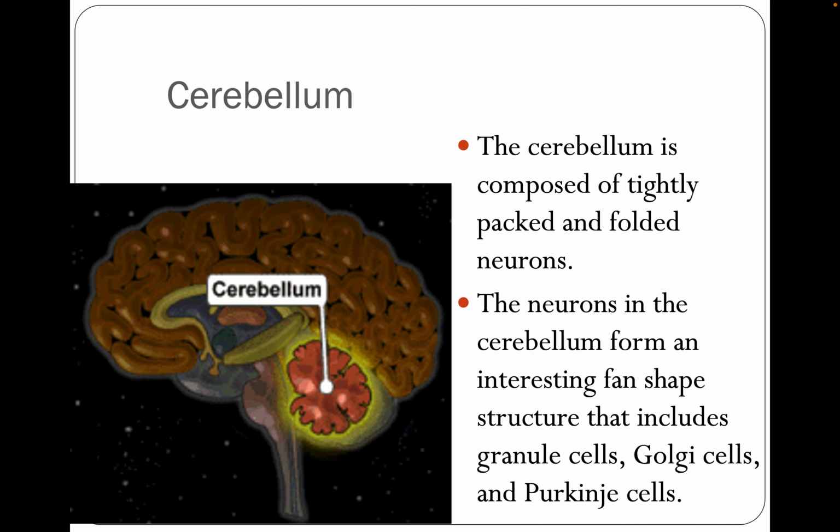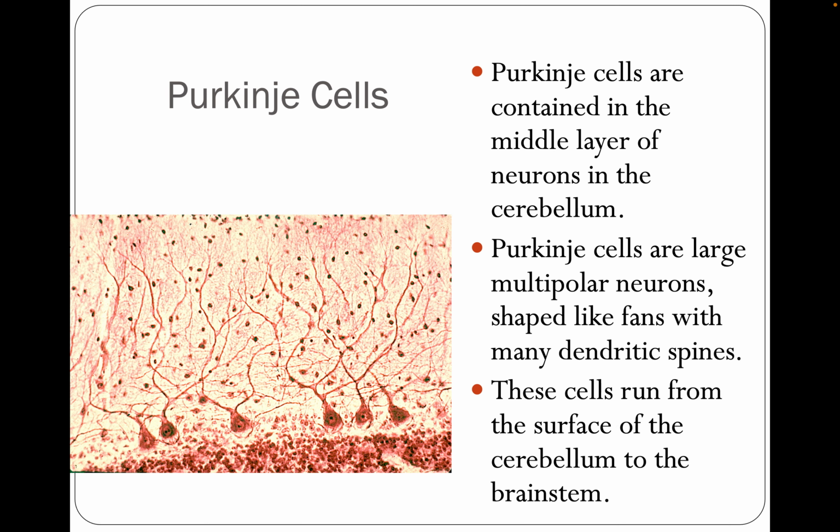So we did it. The cerebellum is composed of tightly packed and folded neurons. The neurons in the cerebellum form an interesting fan-shaped structure that includes granule cells, Golgi cells, and Purkinje cells. Purkinje cells are contained in the middle layer of the neurons in the cerebellum. Purkinje cells are large multipolar neurons shaped like fans with many dendritic spines. These cells run from the surface of the cerebellum to the brainstem.